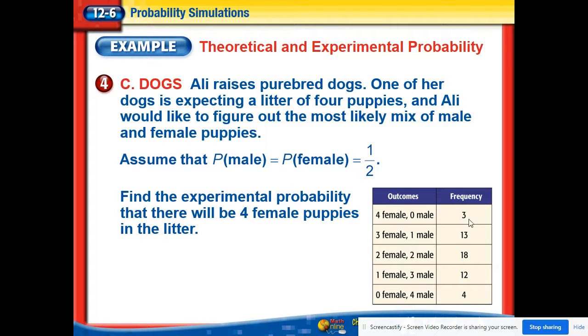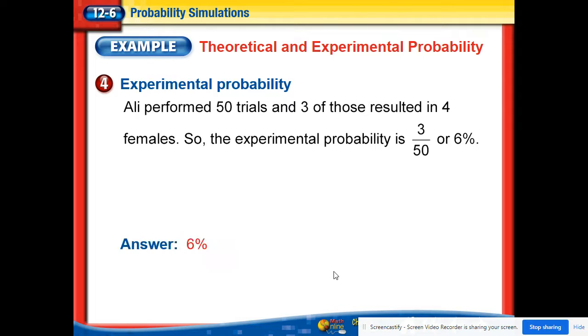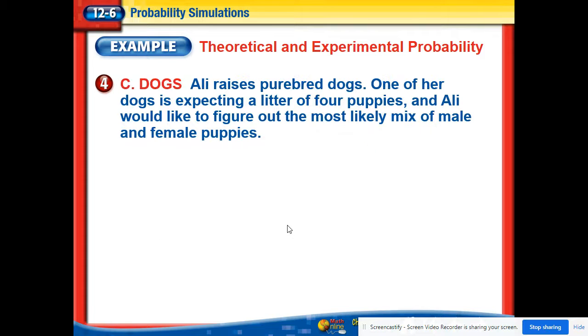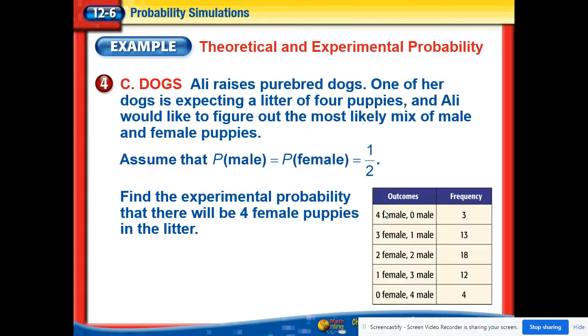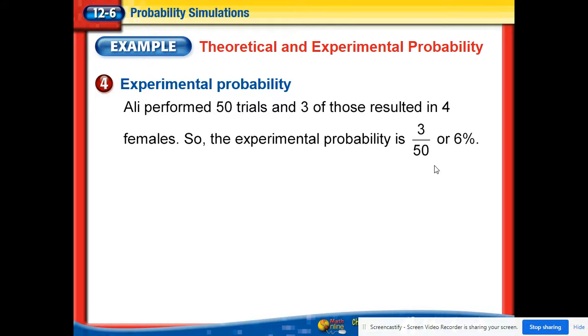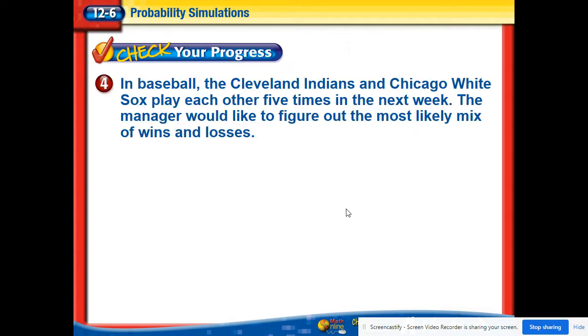So we have 3 out of the total amount. And there were 50 trials, so 3 out of that 50 is just 6%, which is a little bit different than what our actual probability is. 1 out of 16 is a little bit different than just a straight 6%. They're close, but you can see as you try an experiment, it doesn't always fit exactly.